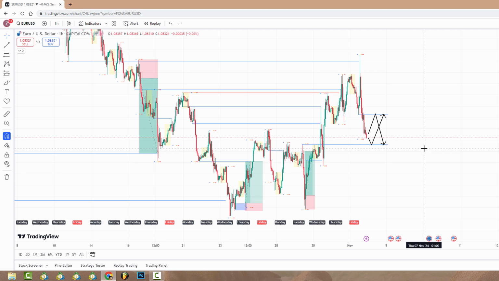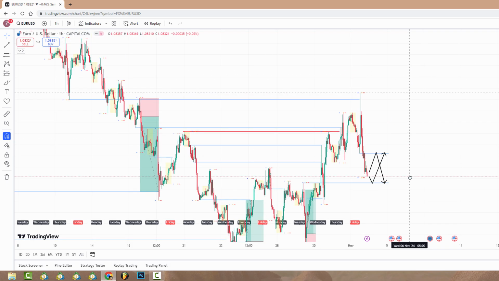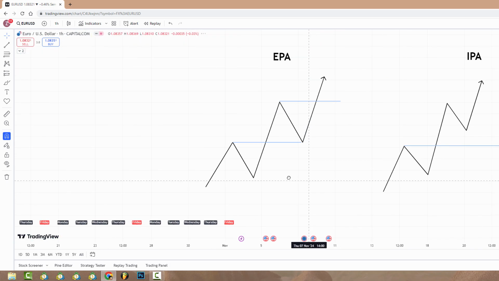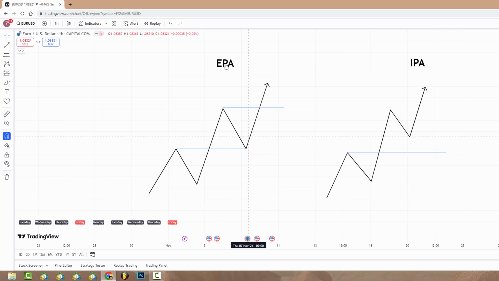Using IPAs and EPAs is the way you always have the correct bias in the markets. So essentially, EPA means efficiency in price action, and IPA means inefficiency in price action. What you can see is that if we're making higher highs, we're always coming to test the previous higher highs. And with efficiency, we always live in a gap.